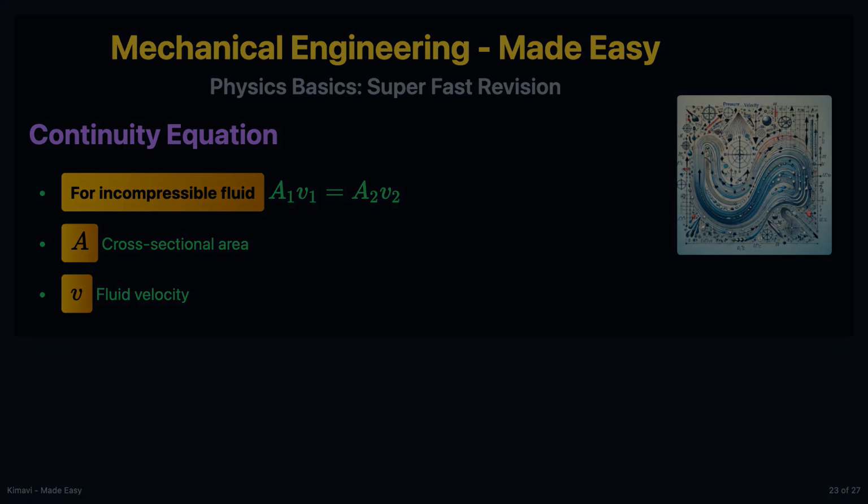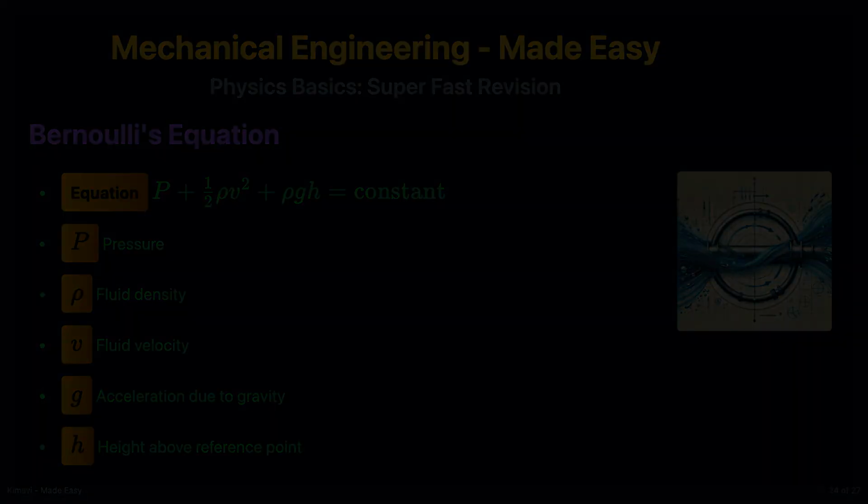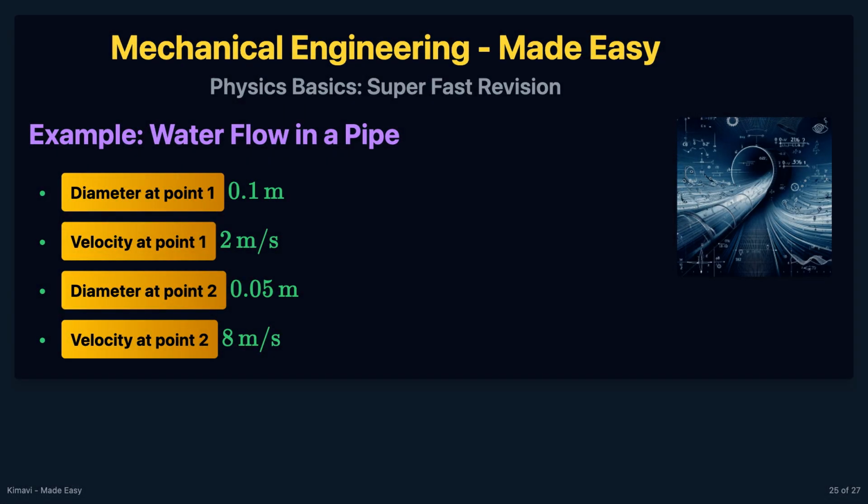Bernoulli's equation states that for an incompressible, frictionless fluid, the sum of the pressure, 1/2 the fluid density times the velocity squared, and the fluid density times gravity times height remains constant along a streamline. Mathematically, it is expressed as P plus 1/2 rho V squared plus rho gh equals constant. Consider water flowing through a pipe with varying diameters.